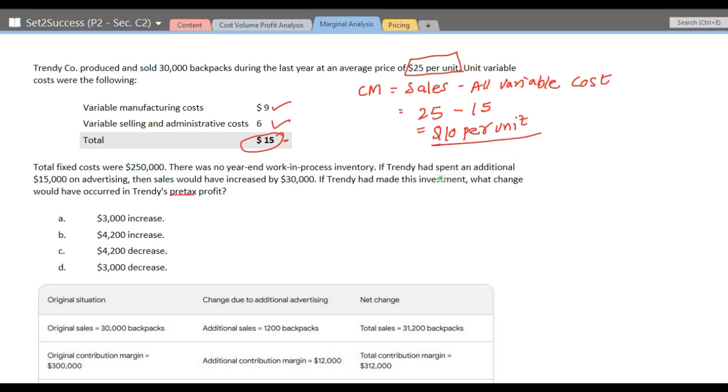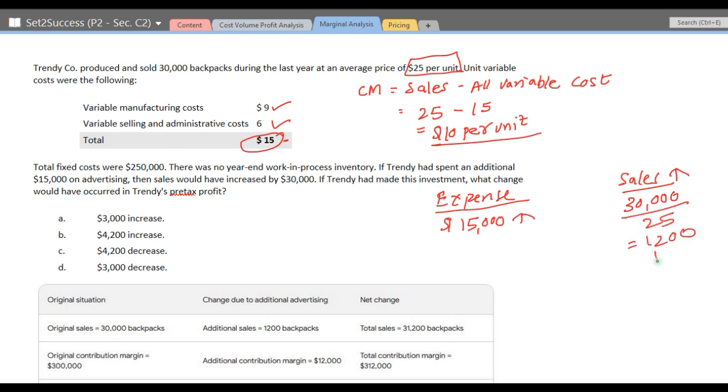Now, if Trendy has spent an additional $15,000 on advertising, the expense is increasing by $15,000. The sales will increase by $30,000. So per unit, what are we selling? Per unit, we are selling $30,000 divided by $25, which is 1,200 backpacks.